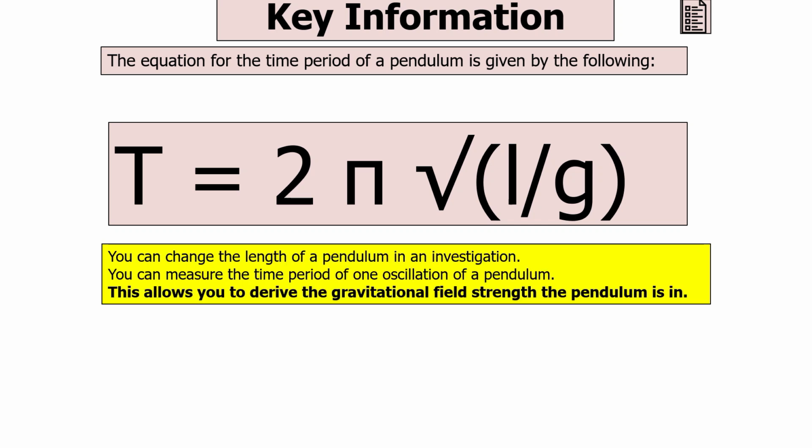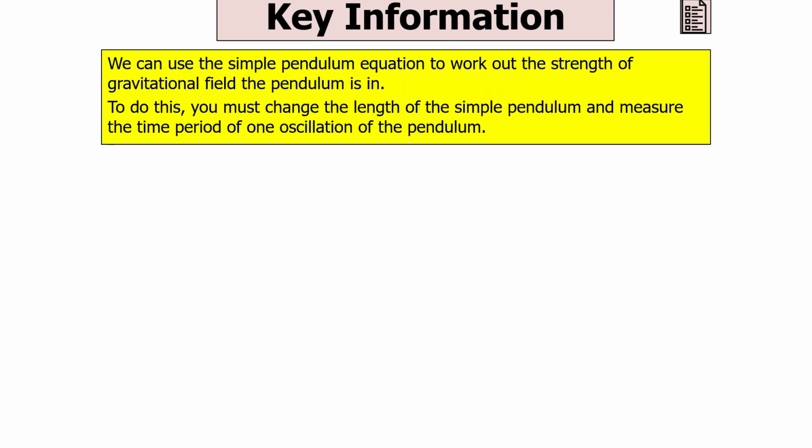Now you can change the length of a pendulum in an investigation. You can then measure the time period of one oscillation of a pendulum, and this then allows you to determine the gravitational field strength that the pendulum is in. So we can use the simple pendulum equation to work out the gravitational field strength the pendulum is in.